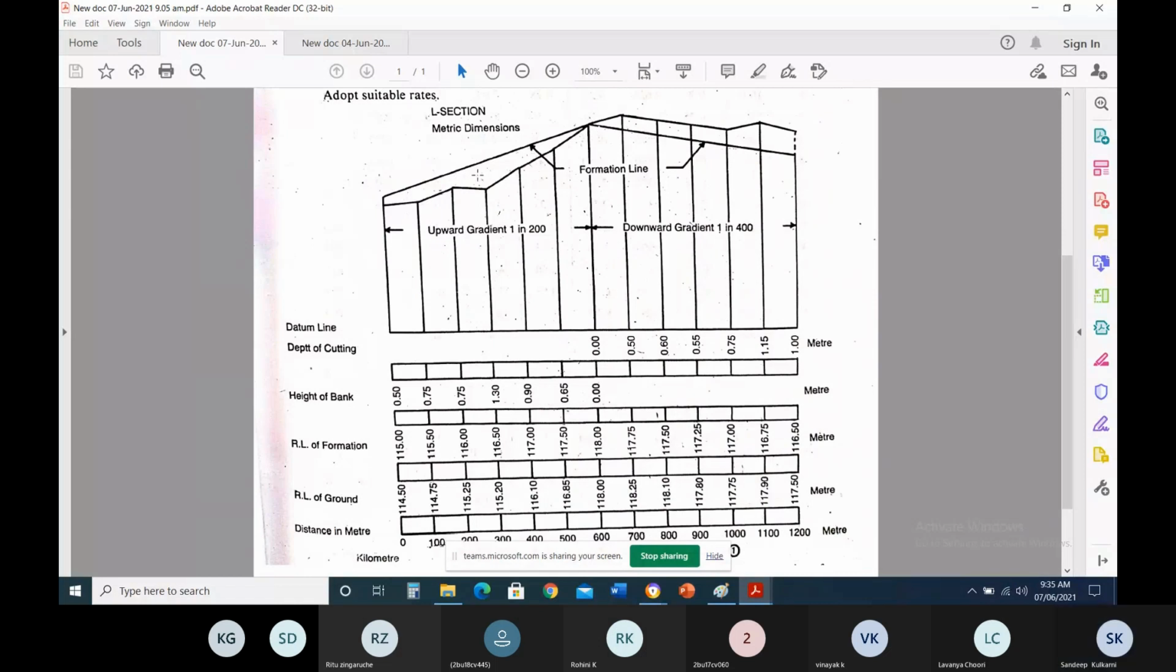Why is it a banking portion? Because your formation is here and your ground is below that, so this much portion you have to fill. Whereas here your formation is below and the ground is above that, so this much portion you have to cut. So from this we can indicate that at this chainage the nature of the ground changes from banking to cutting. Okay, so now what I'll do is station.